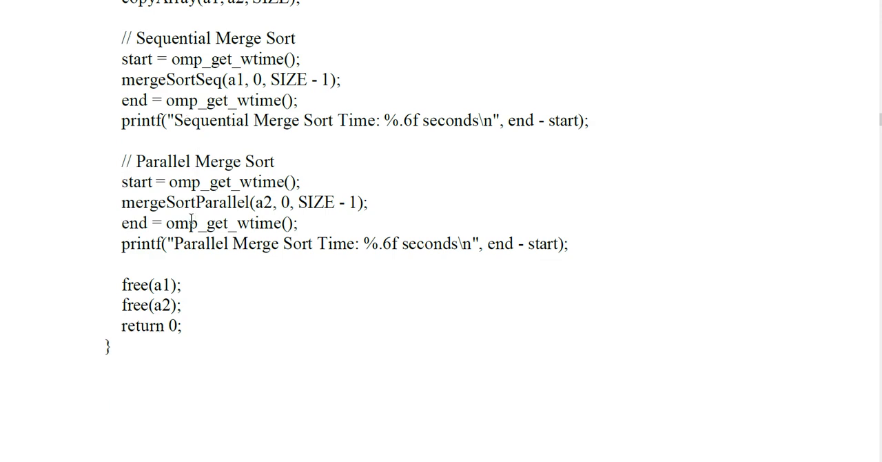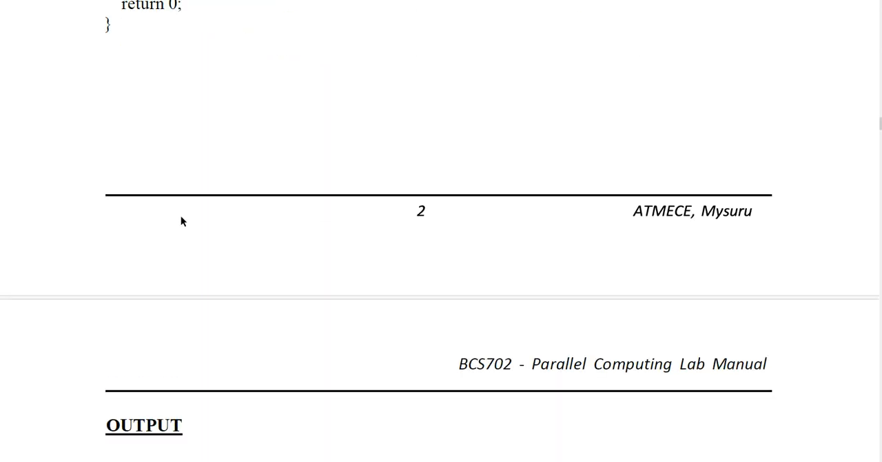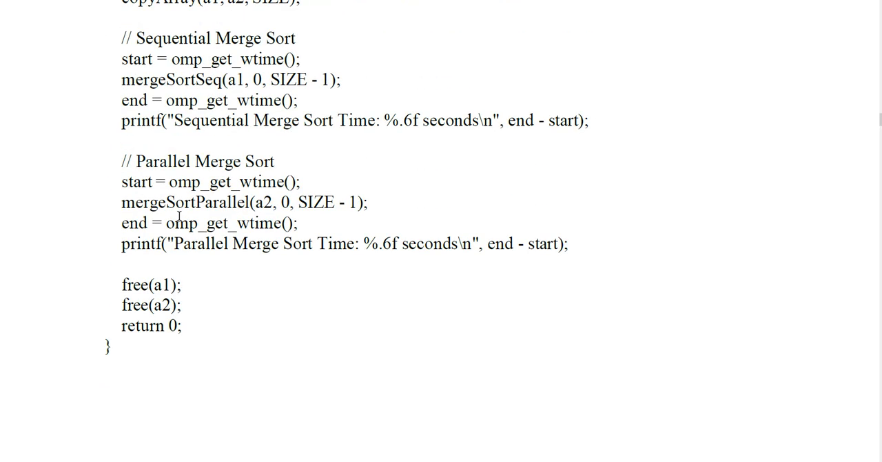And next we have this main function, and then we are allocating two arrays, a1 and a2, and filling both a1 and a2. So a1 will be copied to a2, and then it measures the sequential sort time, and then measures time with the parallel sort using OpenMP, and then prints both the times to compare the performance, and then it frees up the allocated memory space.